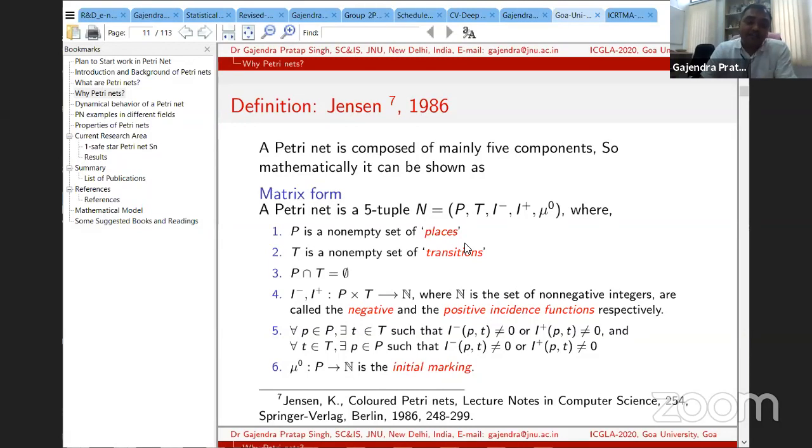And the sixth element, mu naught, is the initial marking, that means a place can hold any number of tokens. It may have a very large number, just like a natural number including zero. That is the definition. So here I minus generally is the number of arcs from place to transition, and I plus is the number of arcs from transition to place.